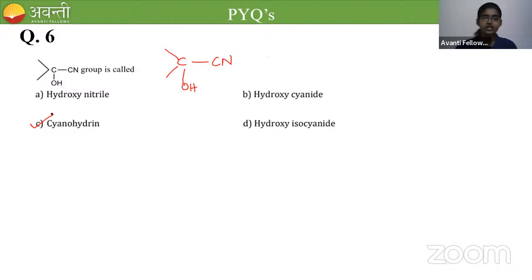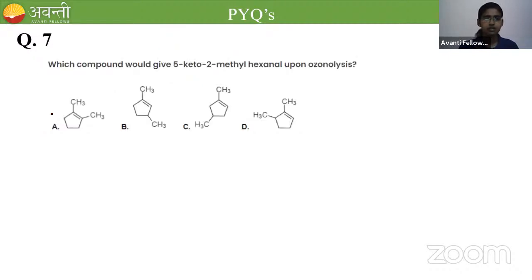So let's go for question number 7. Which compound would give 5-keto 2-methyl hexanal upon ozonolysis? What is ozonolysis? Reaction with O3 is called ozonolysis, right? So just try to react these given 4 options with O3, and let us check which compound is giving 5-keto 2-methyl hexanal.